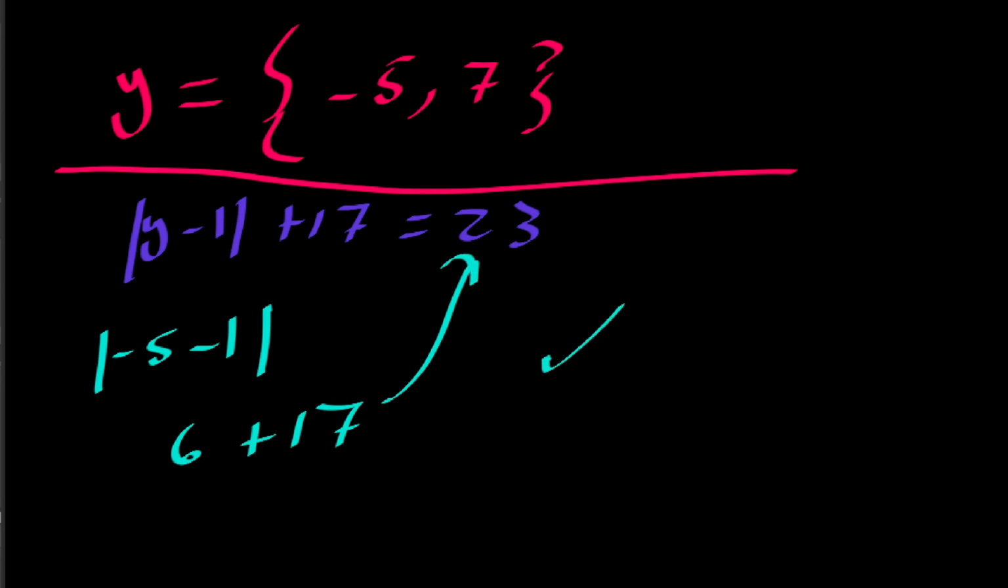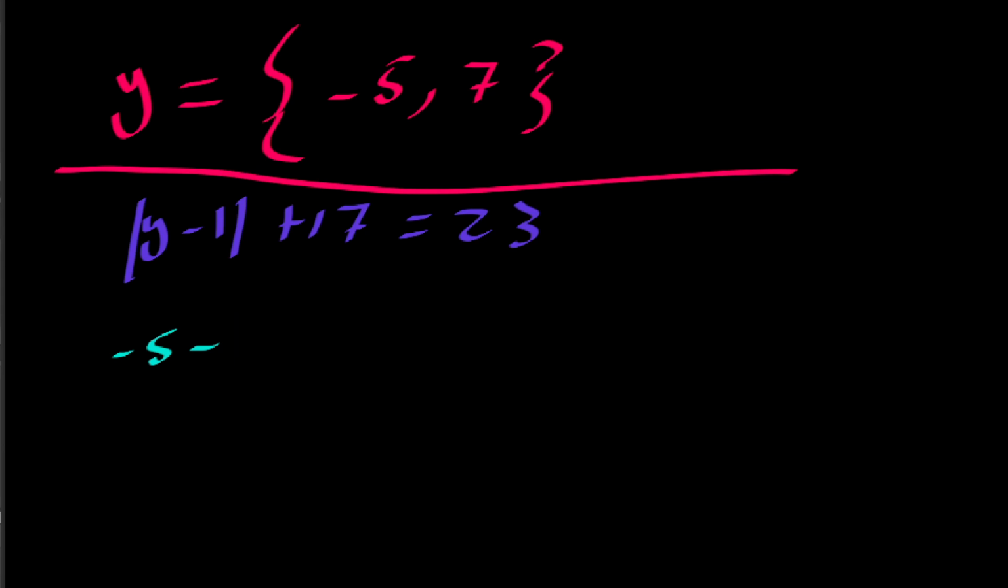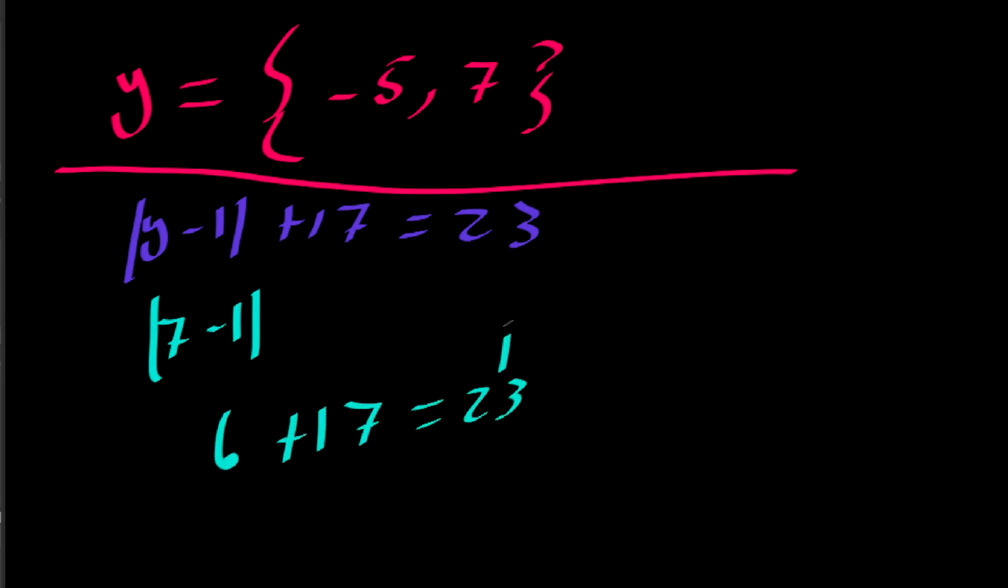Same thing with 7, we would say 7 minus 1, absolute value of that's going to be 6. 6 plus 17 is equal to 23. Boom. Those check out. All right, so it can be that easy to check your answers. Because I know some people don't like to check their answers, but it's that easy.